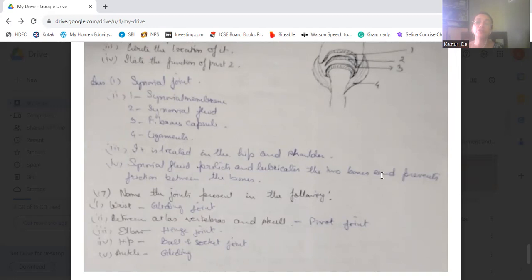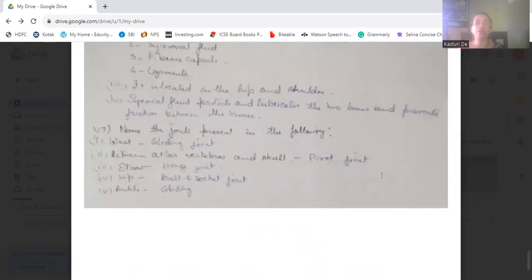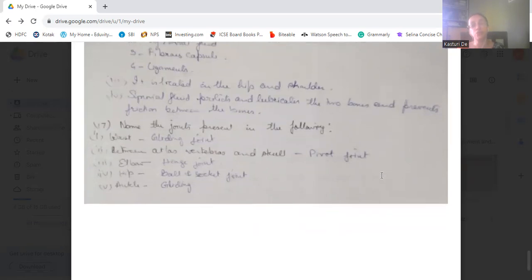Name the joint which is present in the following. Wrist, it is a gliding joint. Between the atlas vertebra and the skull, it's the pivot joint. Elbow, it's the hinge joint. Hip, ball and socket. Ankle, it's a gliding joint.